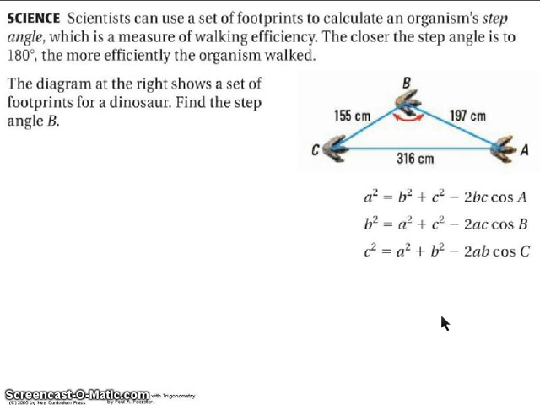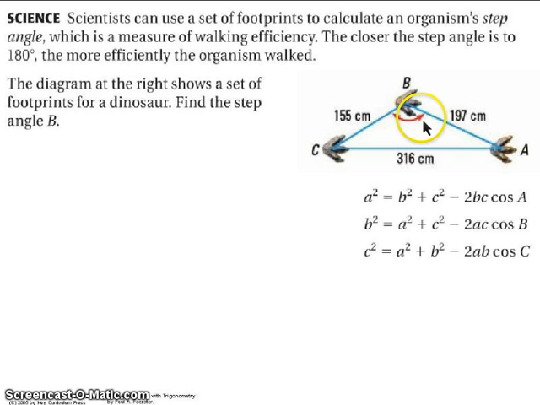Alright, there's a diagram that they gave. You can see the three footprints. They labeled A, B, and C. What they're trying to figure out is the angle between the steps. So what kind of angle is the animal making as it tries to walk forward. In this example, we know all three sides. We can measure from one footprint to the other, and we can easily measure that. What we don't have available to us is the actual angle of angle B, which tells us how the organism is walking.